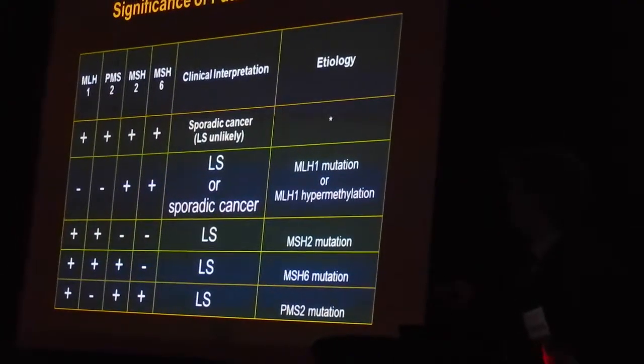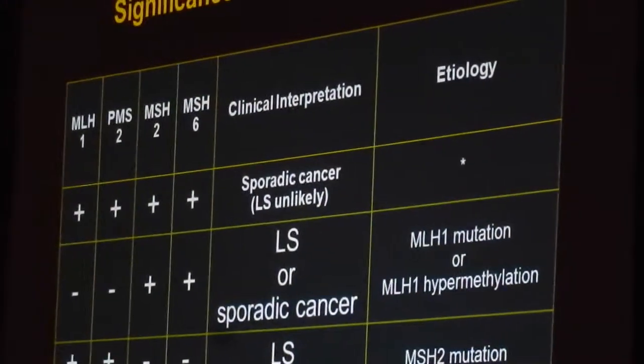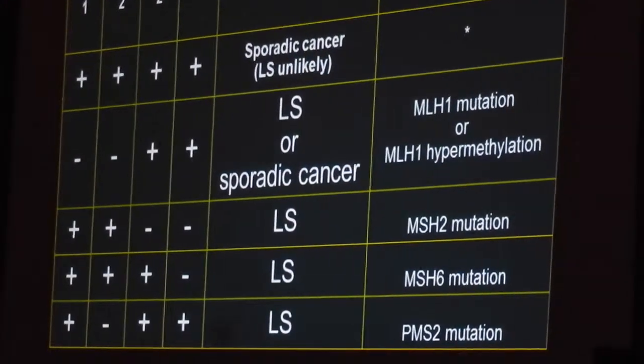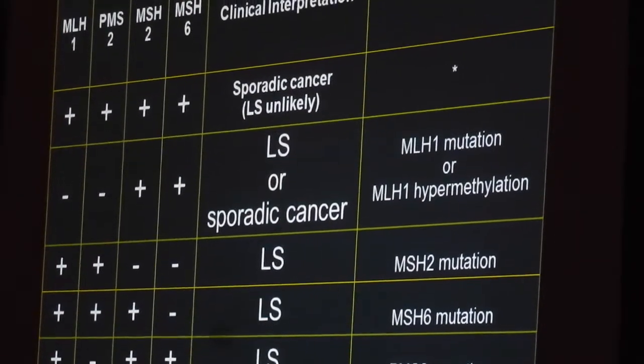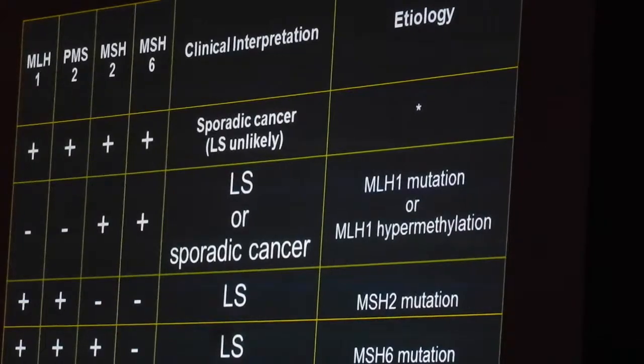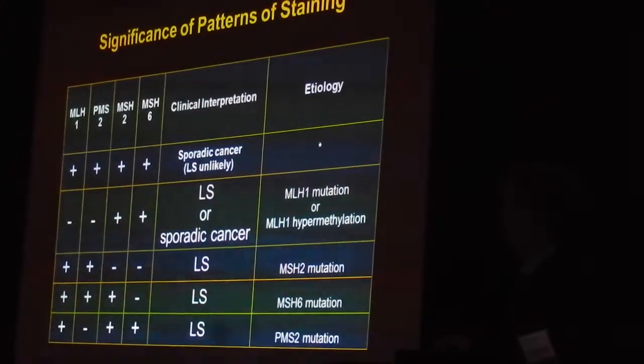Now, loss of MSH2 and secondary loss of MSH6, loss of MSH6, or loss of PMS2, these are all diagnostic of Lynch syndrome. So young patients, younger than 50, should always be screened for Lynch syndrome, and this pattern of staining would help to further work up those cases.